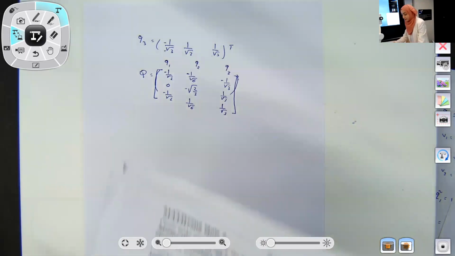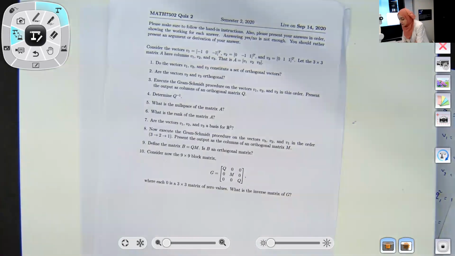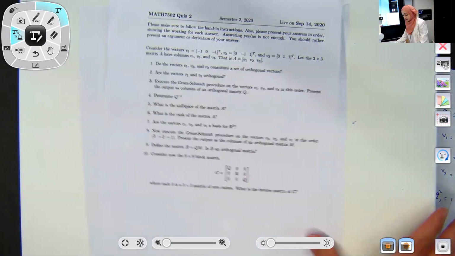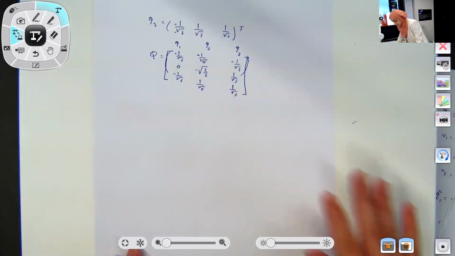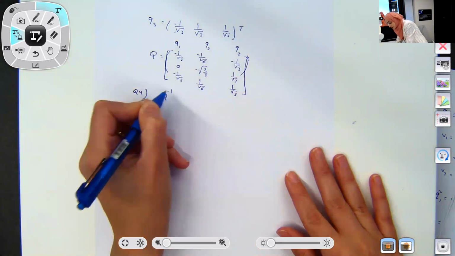Okay. Let's move to question 4. In question 4, they ask to determine Q inverse. They ask you to find the value of Q inverse.